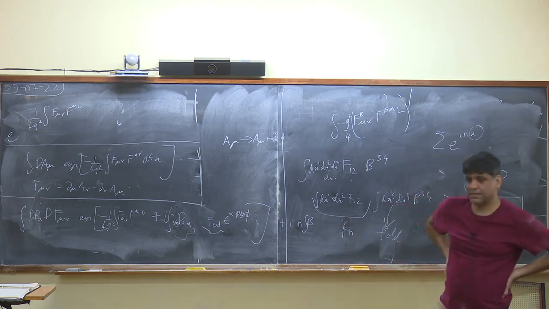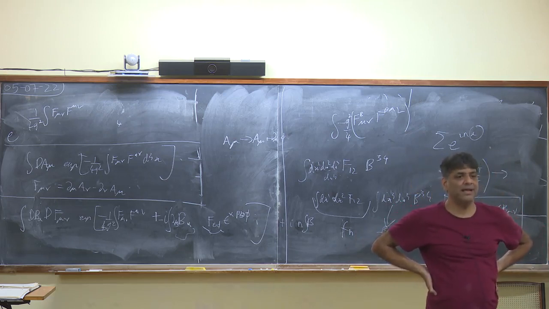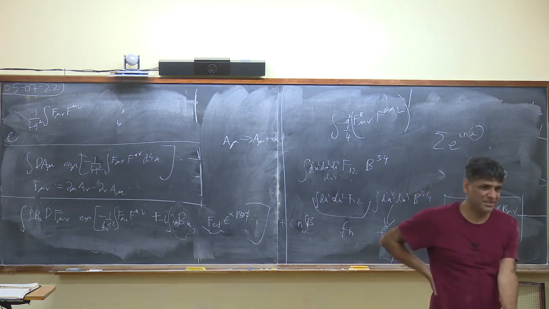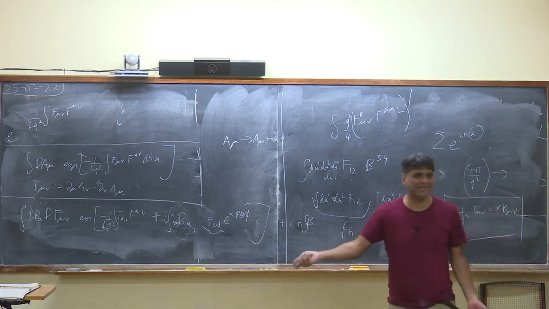Why is the Bianchi identity non-zero with momentum? See, what is the Bianchi identity when we write it in terms of the magnetic field? It's del dot B equals 0. That there is no magnetic charge. The fact that that is modified tells you there is a magnetic charge.